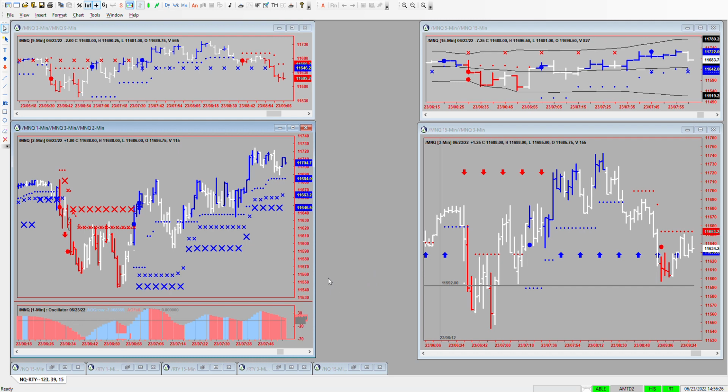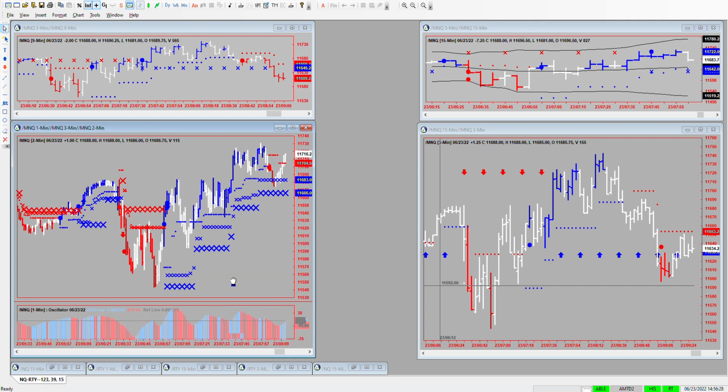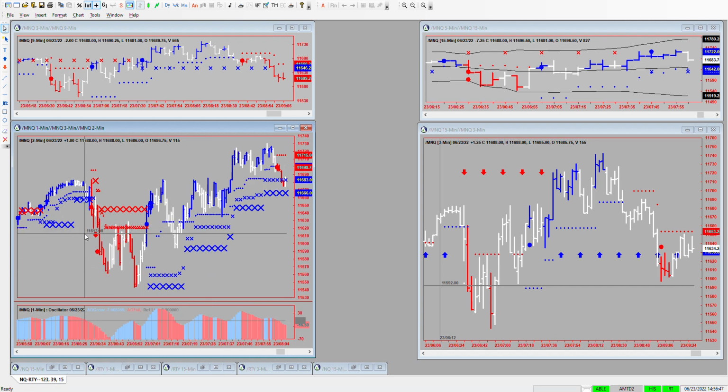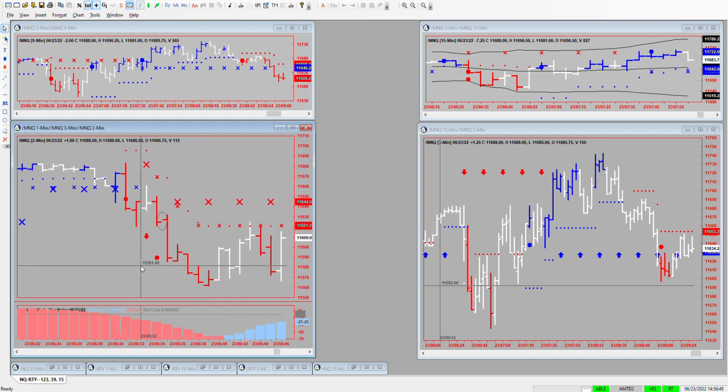It was kind of just a back and forth day, at least in the morning. Couldn't really decide which direction it wanted to go. Makes sense after two straight days of just ripping to the upside. Kind of needed a day of consolidation. So let's zoom in on the trend chart.